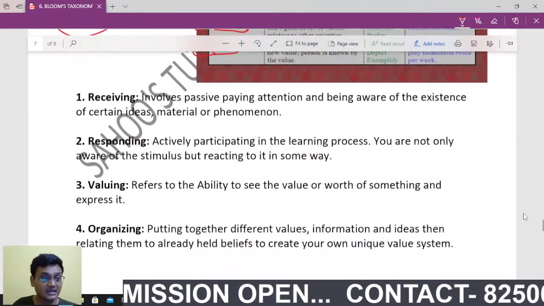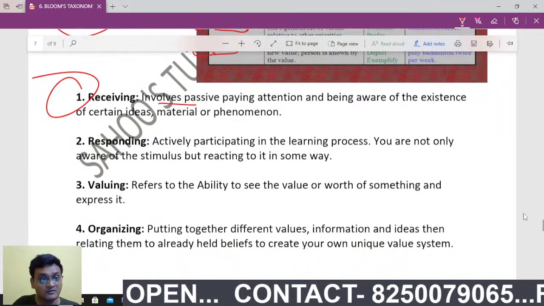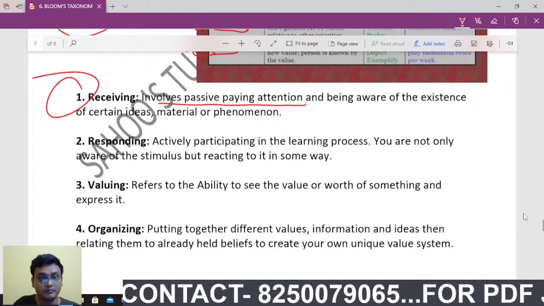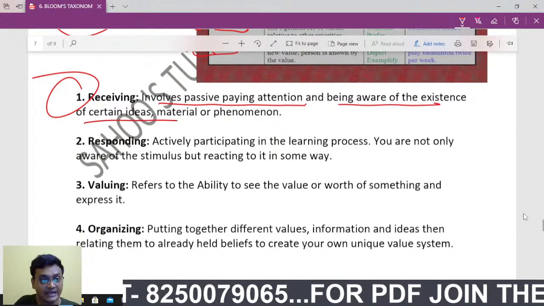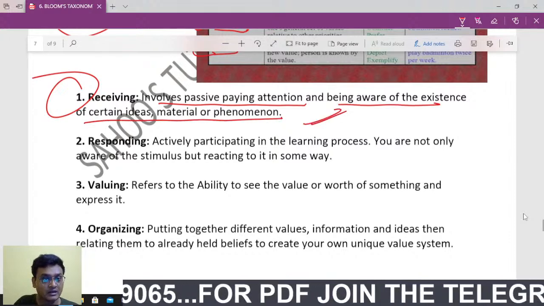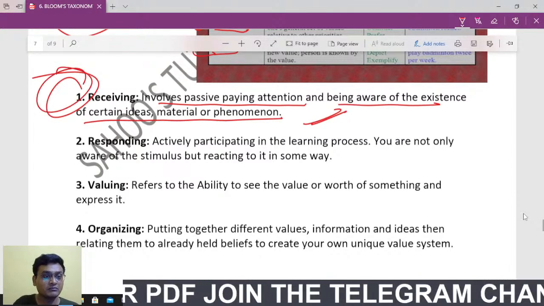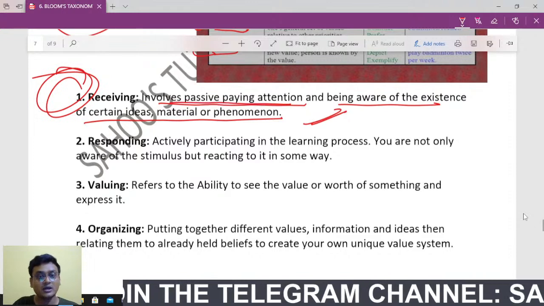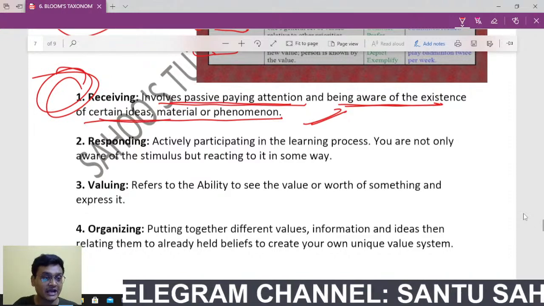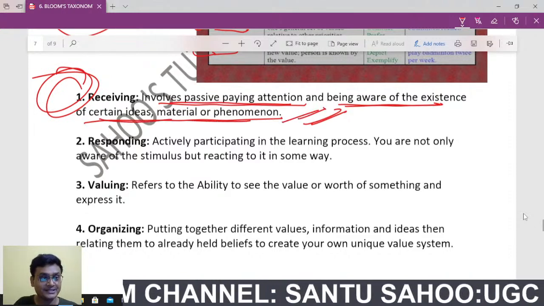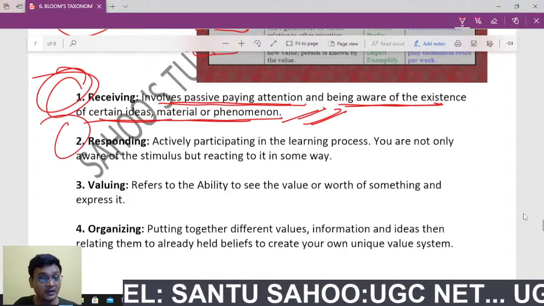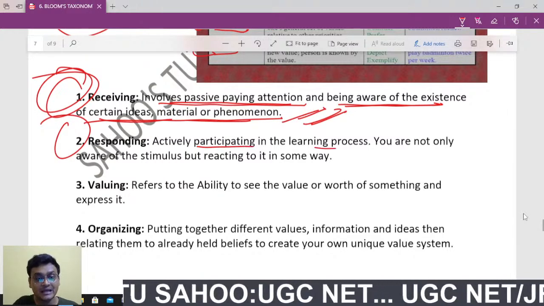By the way, I will be discussing this below. What is receiving? Receiving involves passively paying attention and being aware of the existence of certain ideas, material or phenomena. Okay, that is receiving. What is responding? Actively participating in the learning process.